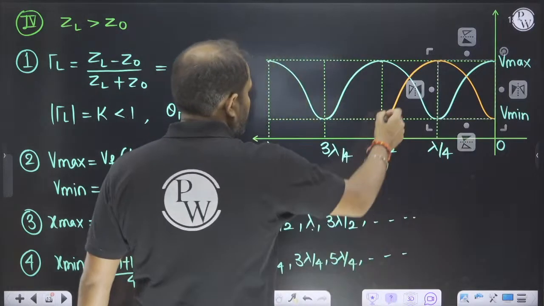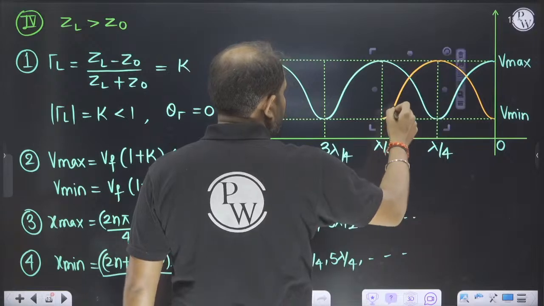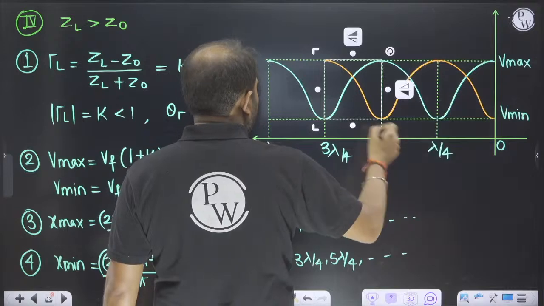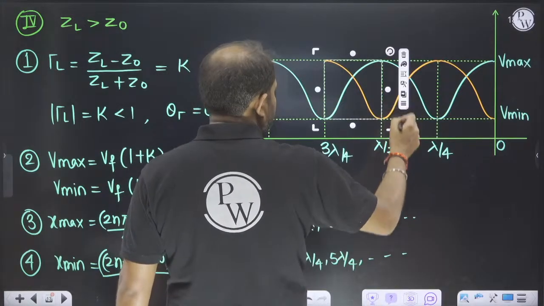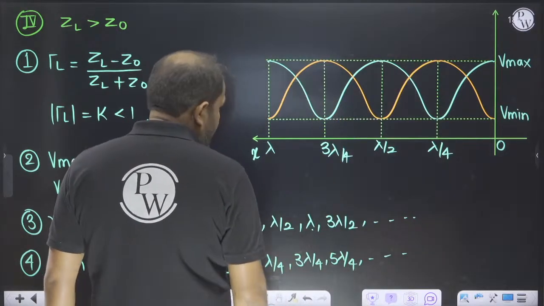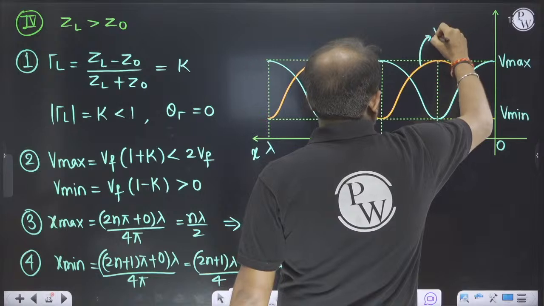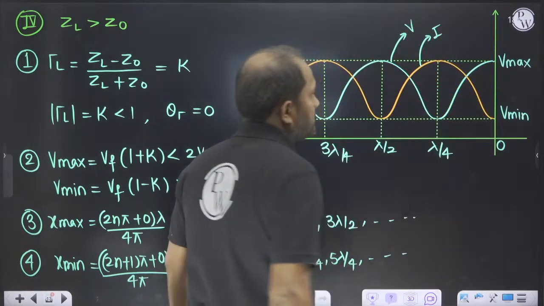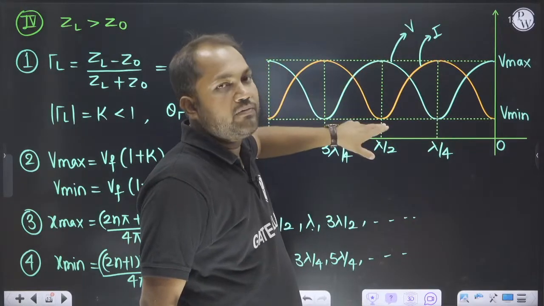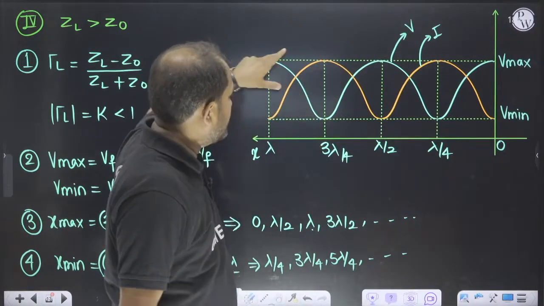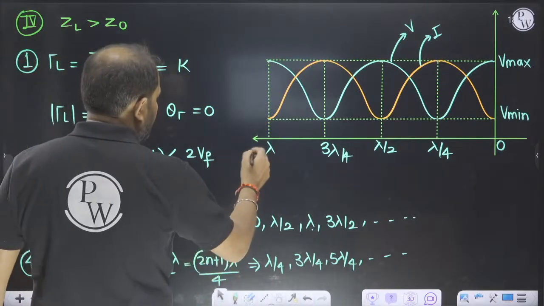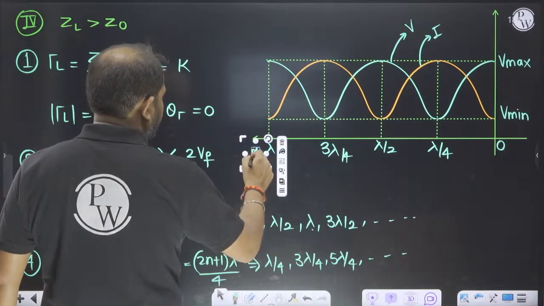So when voltage is maximum, current is minimum. And when voltage is minimum, current is maximum. Like that. So this is the graph for current, and this is the graph for voltage. Voltage maximum, current minimum. Current maximum, voltage minimum. Like that. So this is the thing for VSWR.